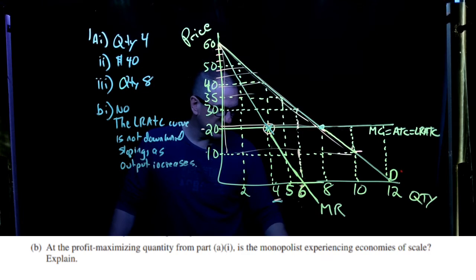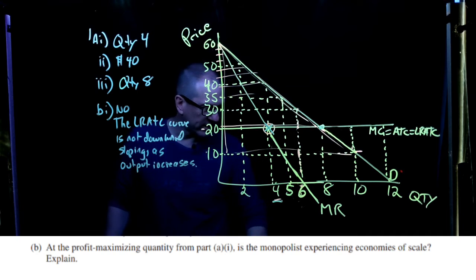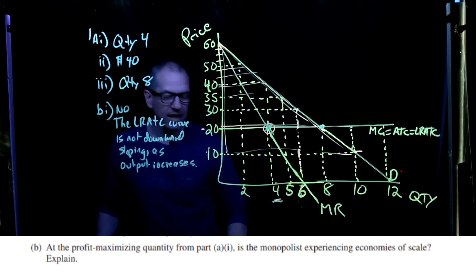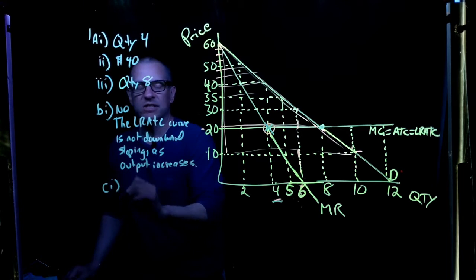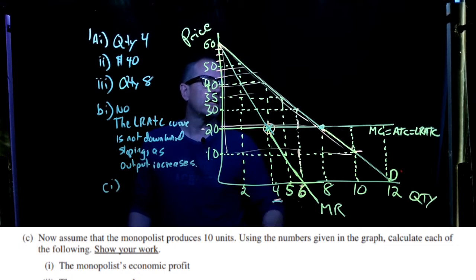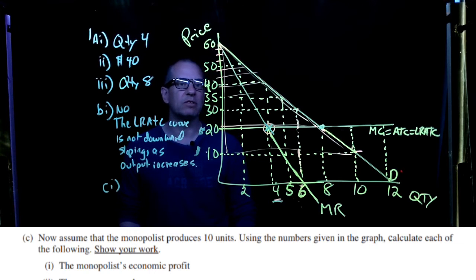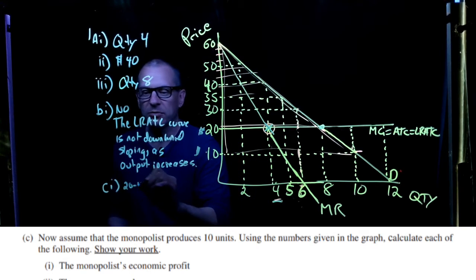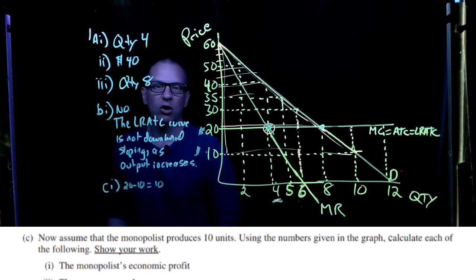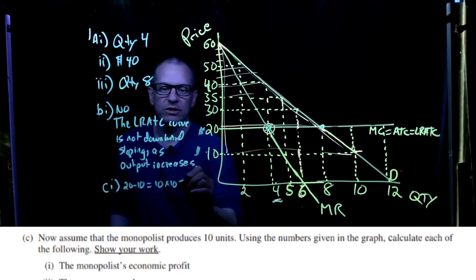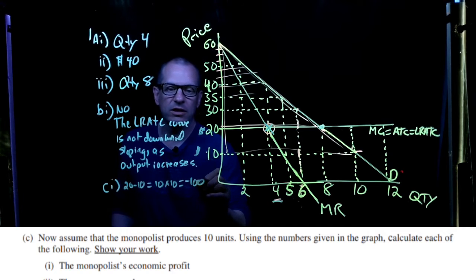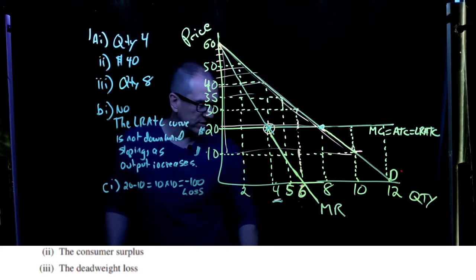Now assume that the monopolist produces 10 units. Using the numbers given in the graph, calculate each of the following. The monopolist's economic profit. Well, a little misleading there. There is no profit here because when they're producing 10, the average total cost per unit is $20 and the price is $10. So they're losing $10 for every unit that they're producing. So if you had $20 minus $10, that gives you a $10 loss times 10 units. Well, that's going to give you a loss of 100. So it's a $100 loss there.